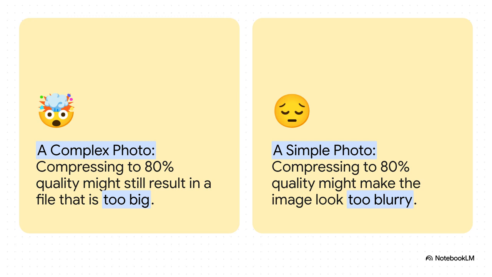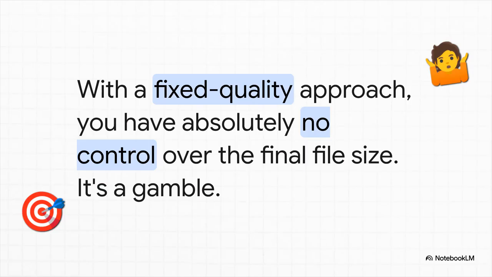Let's say you take a really complex photo, one with tons of detail. You compress it to that 80% quality, and the result is still over 2 megabytes, way too big. But then you take a much simpler photo, maybe one with a plain background. That same 80% setting completely crushes it, turning it into a blurry, overcompressed 150 kilobyte mess. So the bottom line is pretty clear. With a fixed quality approach, you have absolutely zero guarantee of what the final file size will be. It's a total shot in the dark, and you're always going to end up with files that are either way too big or just look terrible.